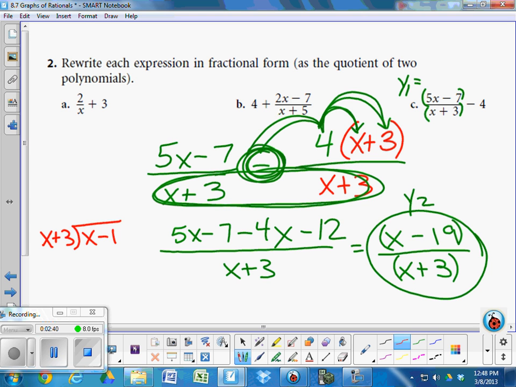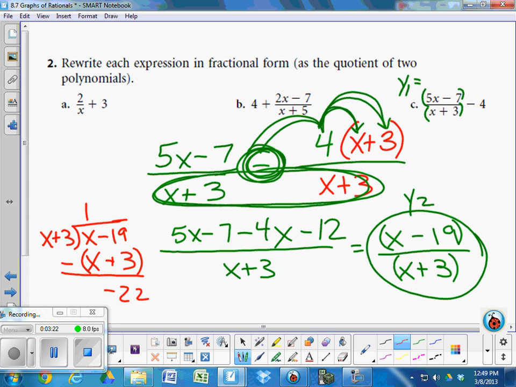This is a fan favorite, long division, right? Am I right? Am I right? Yeah. Okay, so how many times does x go into x? Once. 1 times x, x. 1 times 3, 3. Plus. Over. Subtract. Okay? You get negative 19 minus 3. Careful. Negative 19 minus 3. Sorry. Negative 22.